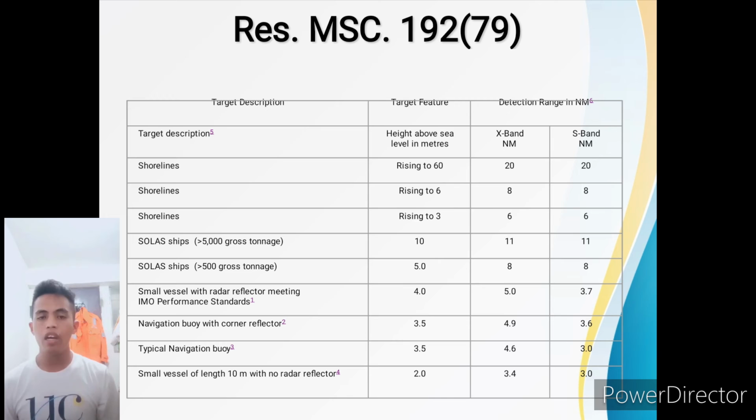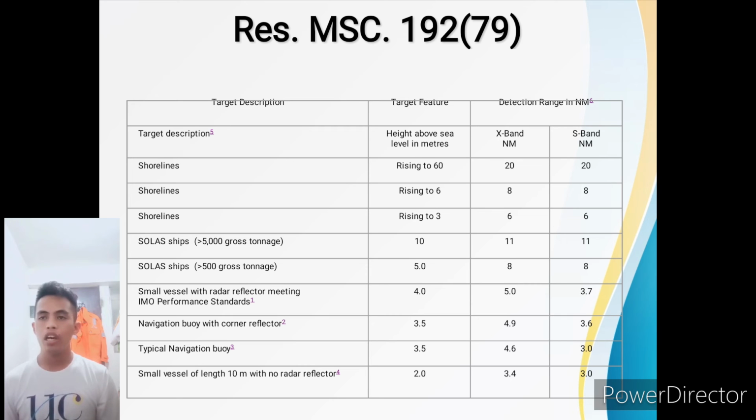So the next slide that I will discuss is the Resolution MSC 192(79), which has a table of target description, height above sea level in meters, X band in nautical miles, and S band in nautical miles. The shoreline rising to 60 meters: the X band is 20 nautical miles and the S band is 20 nautical miles. The shoreline rising to 6 meters: the X band is 8 nautical miles and the S band is 8 nautical miles.